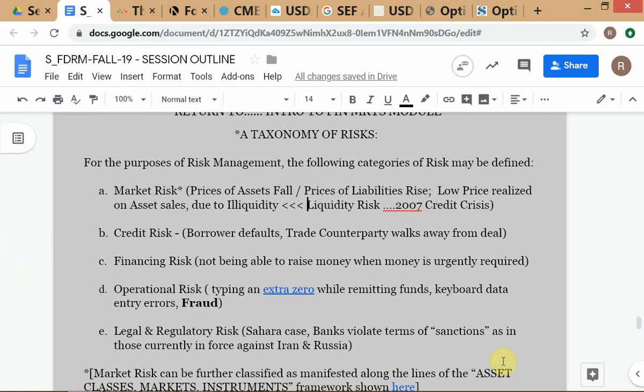Now, I'm not going to discuss all the 5 types in detail, because we don't have time. We will revisit this if we do the case on corporate treasury risk management later. But the two most important types of risk are what we are going to cover: market risk and credit risk.